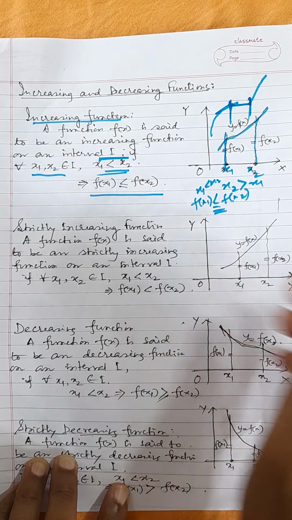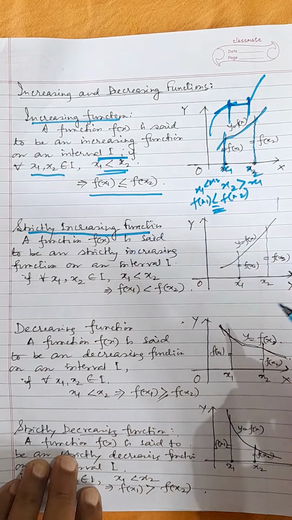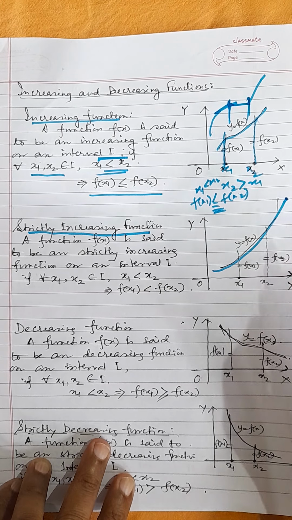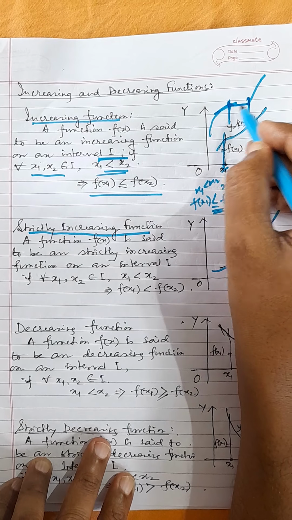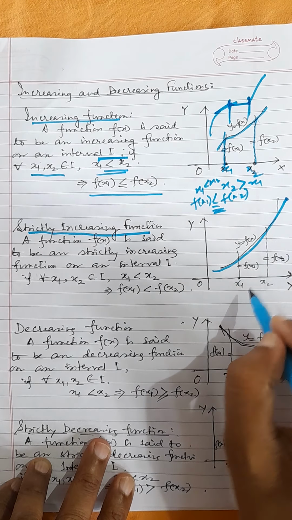Okay. And next is what? We are talking about the strictly increasing. Strictly increasing means what? It is continuously increasing. Nowhere is it equal. Okay. But in the previous case it may be equal in some interval, but here strictly increasing.